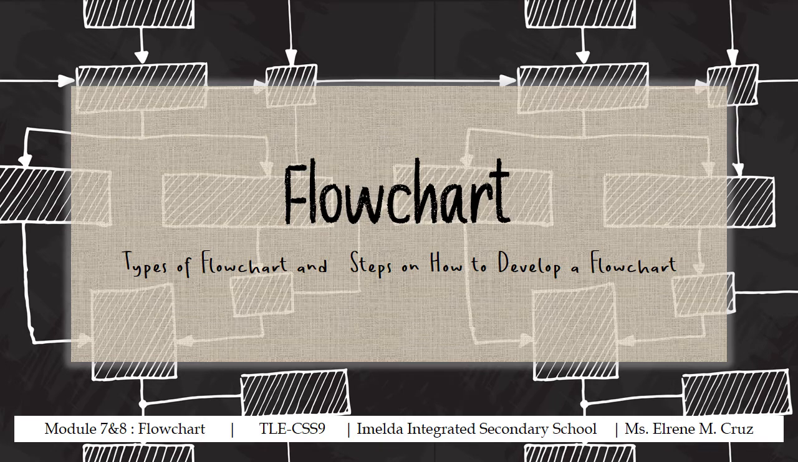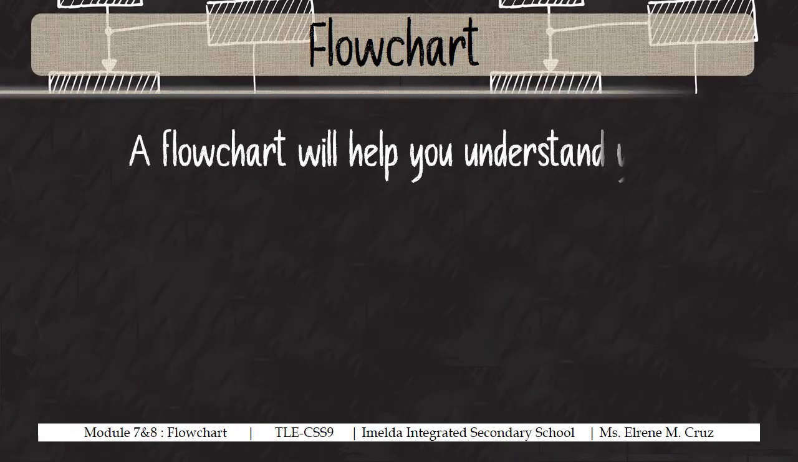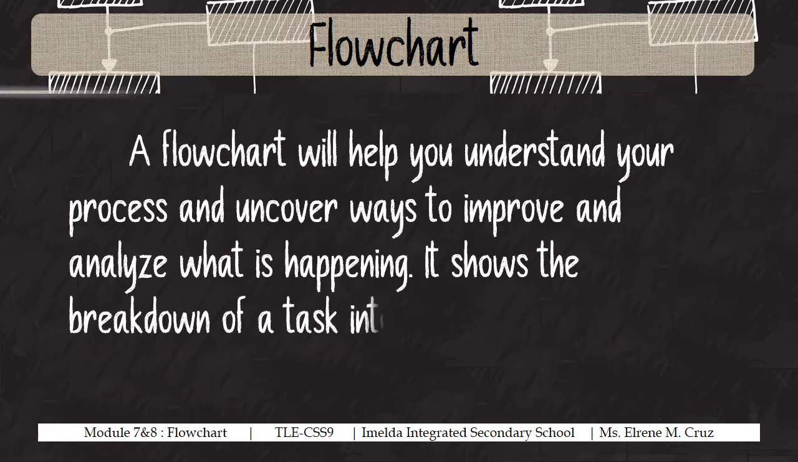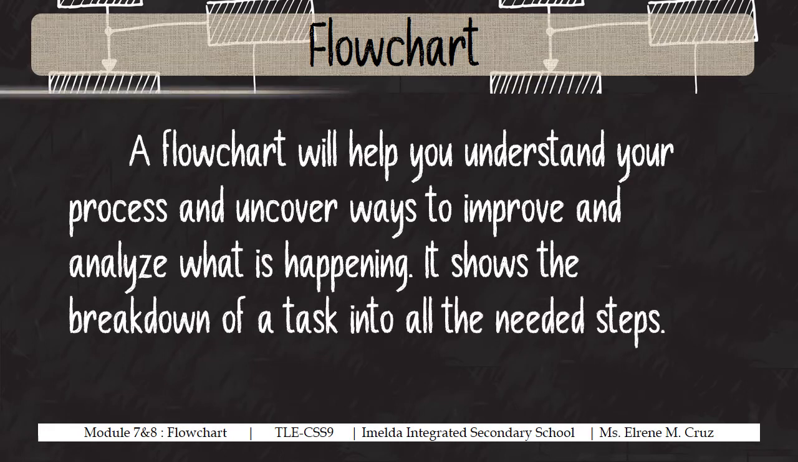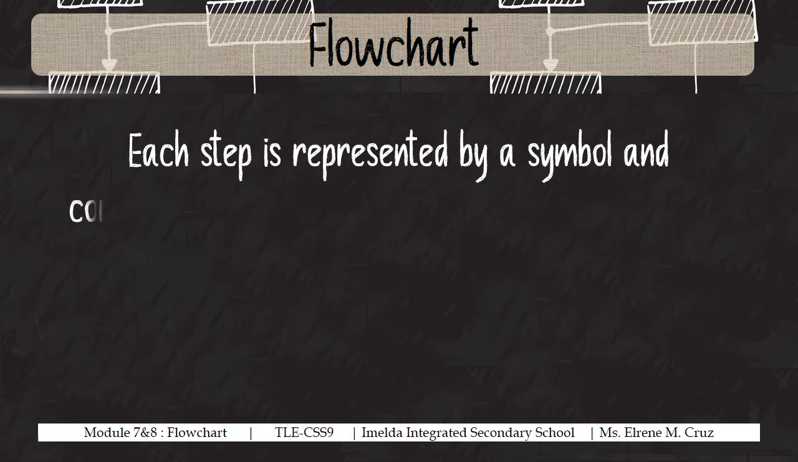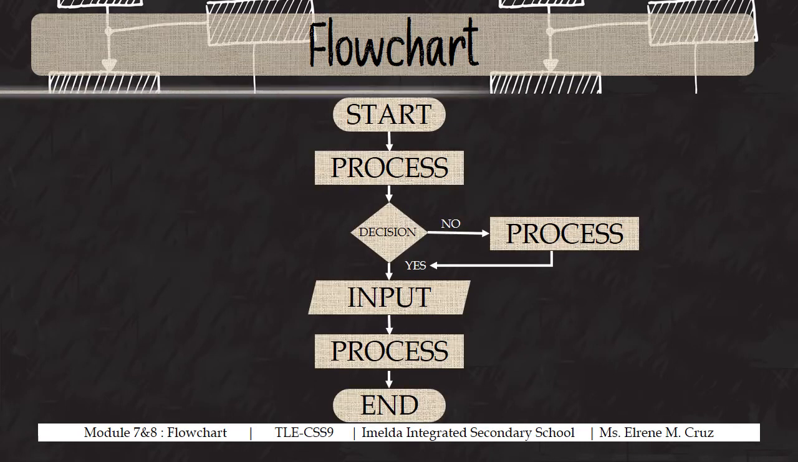In this video, I am going to discuss to you the different types of flowchart and steps on how to develop a flowchart. A flowchart will help you understand your process and uncover ways to improve and analyze what is happening. It shows the breakdown of a task into all the needed steps. Each step is represented by a symbol and connecting lines that shows the step-by-step progress.